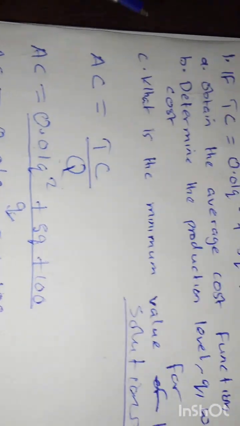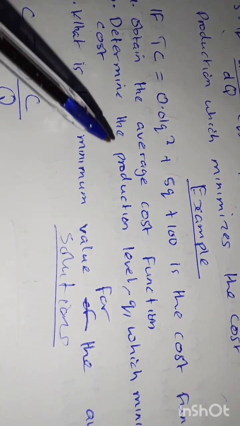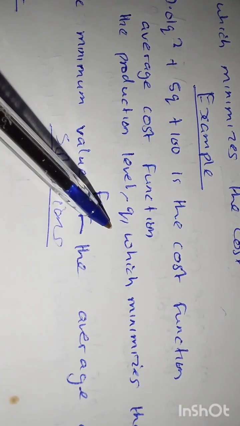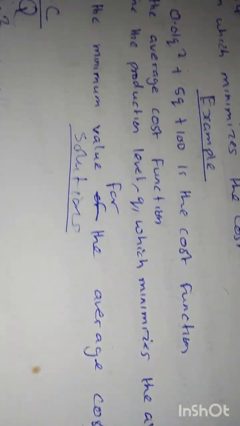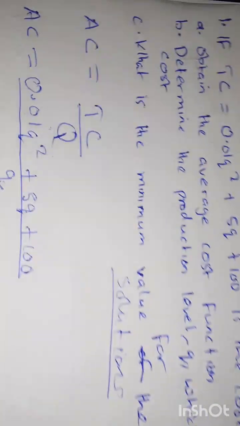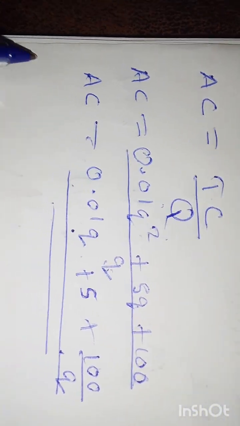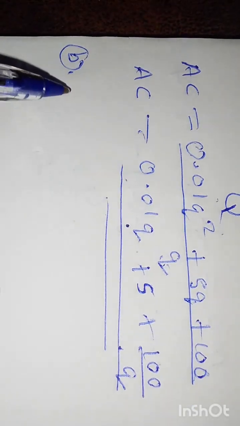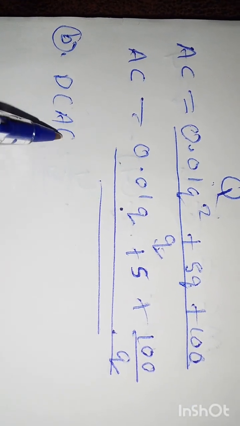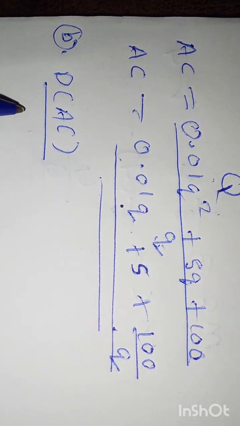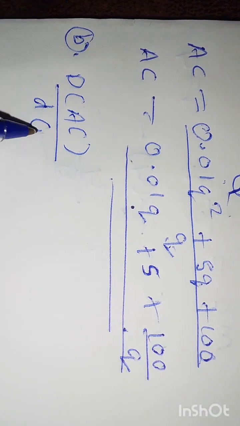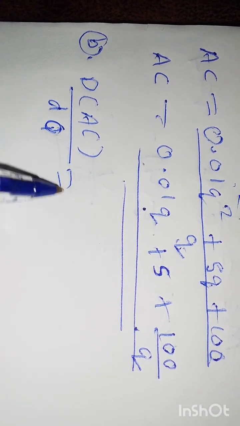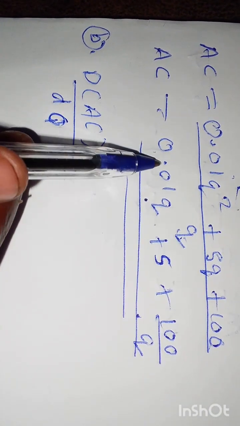So let's go back to the question. The question is saying determine the production level q which minimizes the average cost. For us to do that, you have to differentiate this one. So let's differentiate this one. So the differentiation of AC over q is equal to, if we differentiate this one, 0.01q.